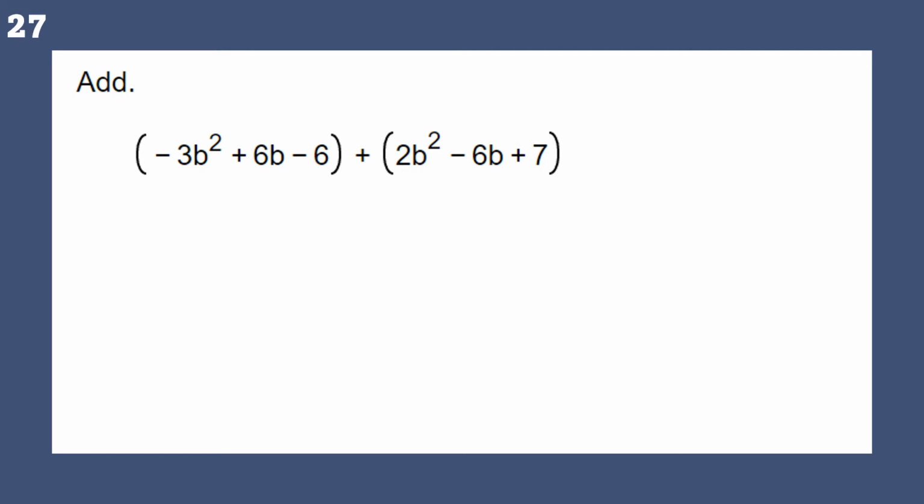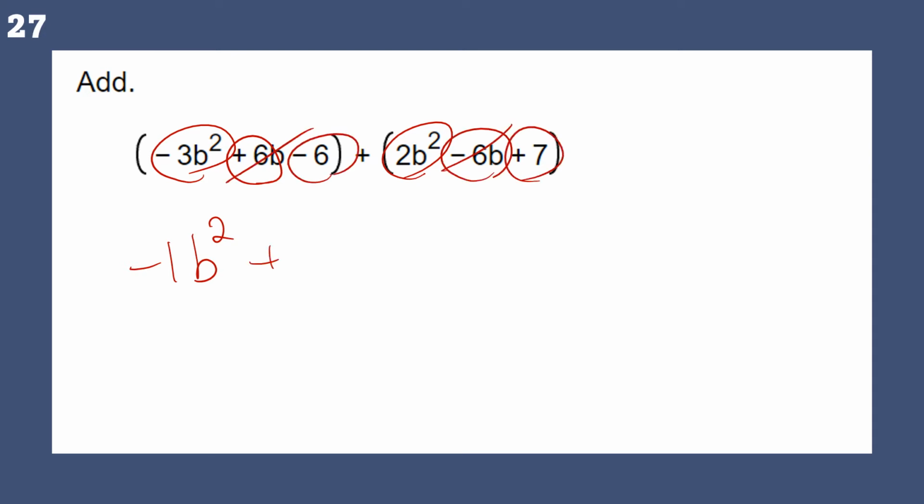We have two polynomials and we have to add them. That means we're just going to line them up and add the like terms. So like terms there is I'm going to get negative 1b squared. Then we have like term there and there is going to cancel out. And like term there and there is going to be a positive 1.